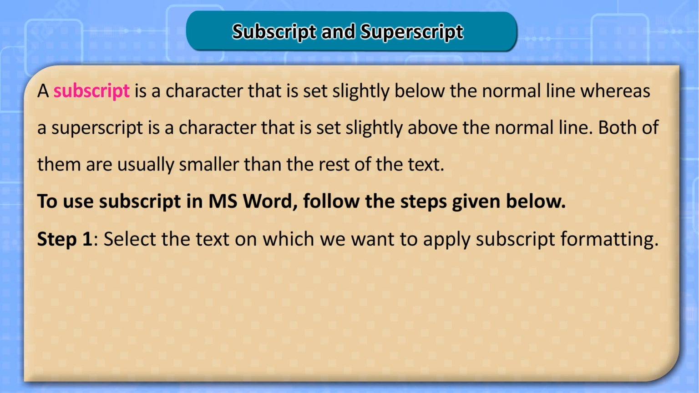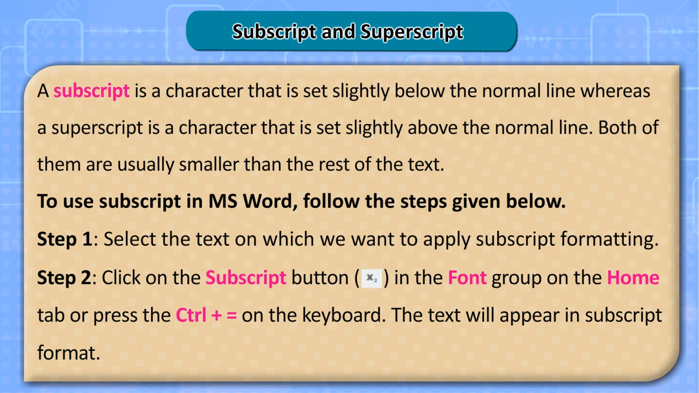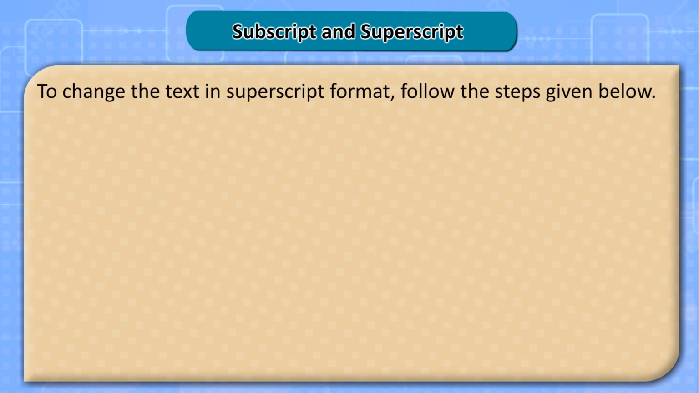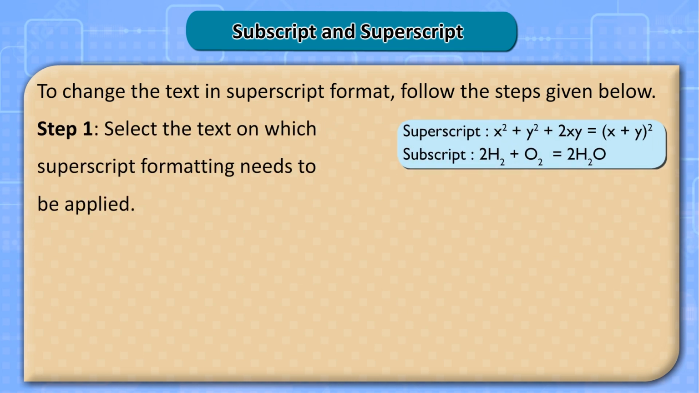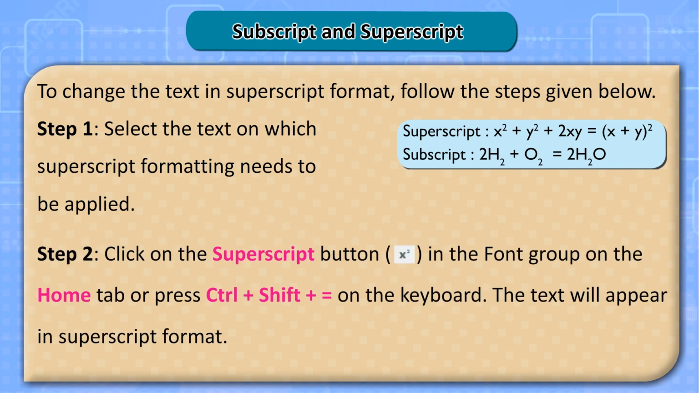To use subscript in MS Word, follow the steps given below. Step 1. Select the text on which we want to apply subscript formatting. Step 2. Click on the Subscript button in the Font group on the Home tab or press Ctrl+= on the keyboard. The text will appear in subscript format. To change the text in superscript format, follow the steps given below. Step 1. Select the text on which superscript formatting needs to be applied. Step 2. Click on the Superscript button in the Font group on the Home tab or press Ctrl+Shift+= on the keyboard. The text will appear in superscript format.